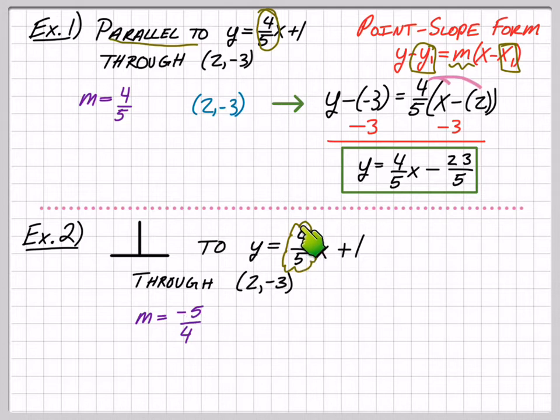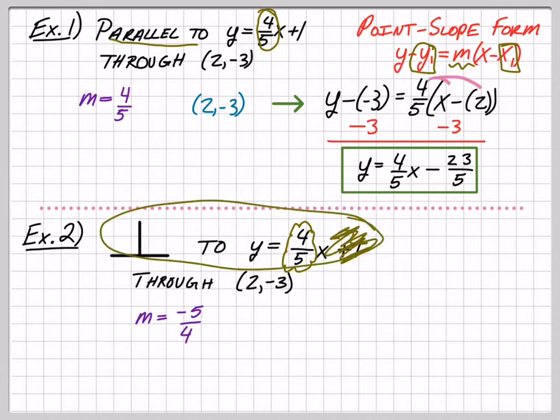Opposite means flip the sign. Reciprocal means flip the fraction. So we're going to do both of those. Now I know the slope for my line is negative 5/4. Again, I don't really care about this 1 here. The only information I got from this part right here was the slope of my line.